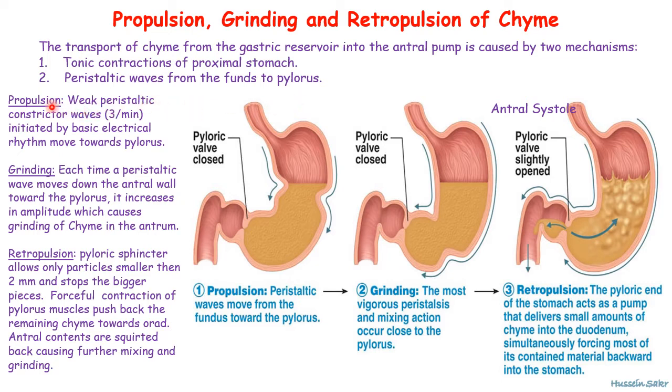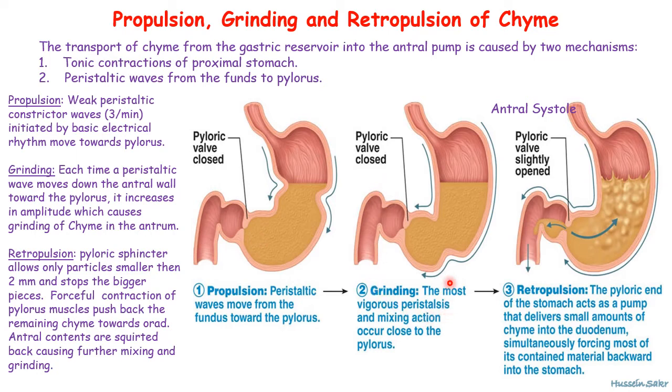We will start with propulsion, which is considered as weak peristaltic waves. These are constrictor waves that constrict the stomach and its contents, 3 per minute or 1 every 20 seconds, and this is usually initiated by the basal electrical rhythm. So propulsion means we are going to push the contents forward, and this usually is constrictor peristaltic waves coming from the fundus towards the pylorus, and this usually occurs at a rate of 3 per minute.